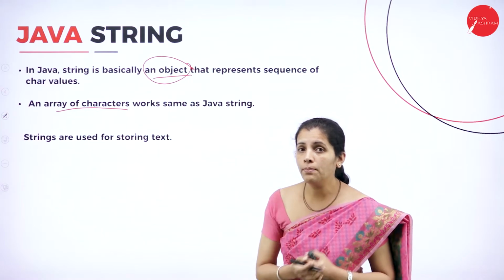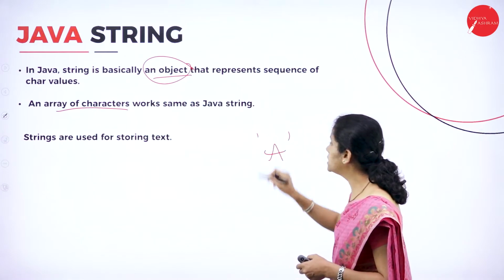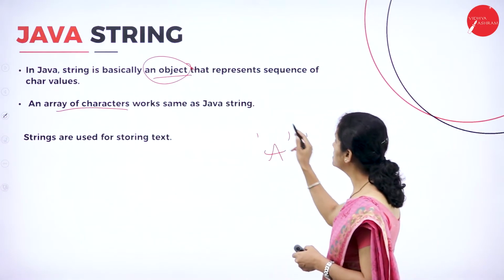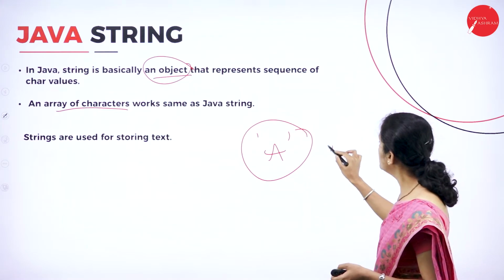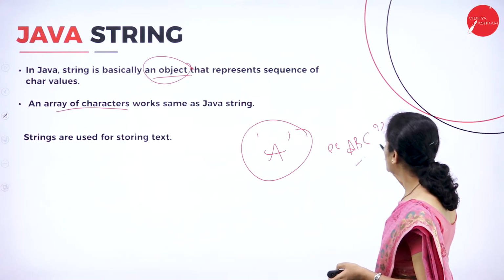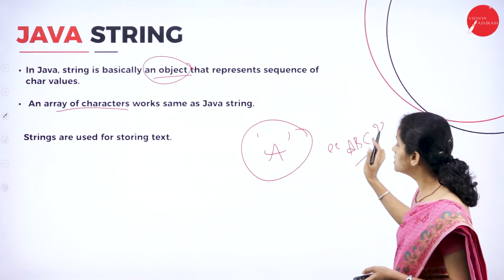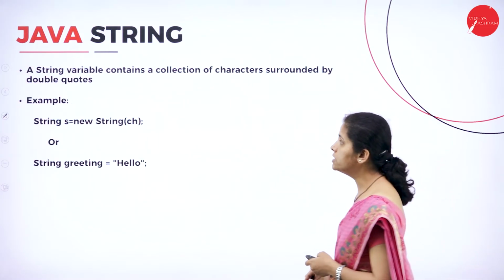And dear students, please make a note here. If I write any character within single quotes, then this is the example for a character. And if I write anything within double quotes, then it is termed as a string. So these are the differences between character and string representation.